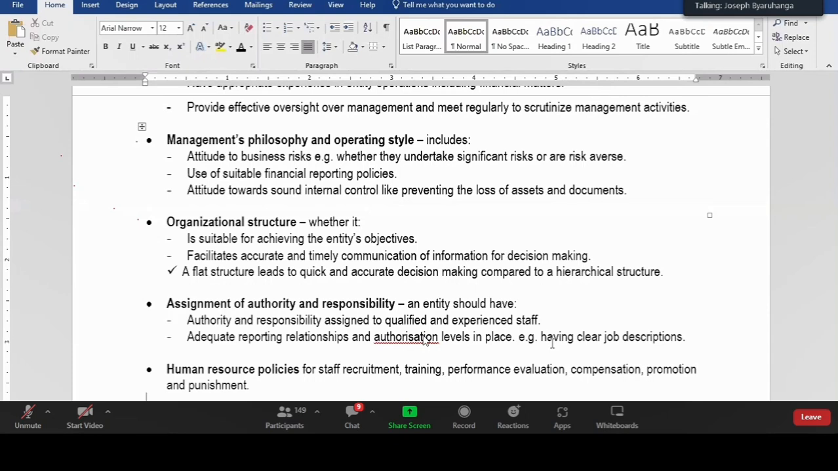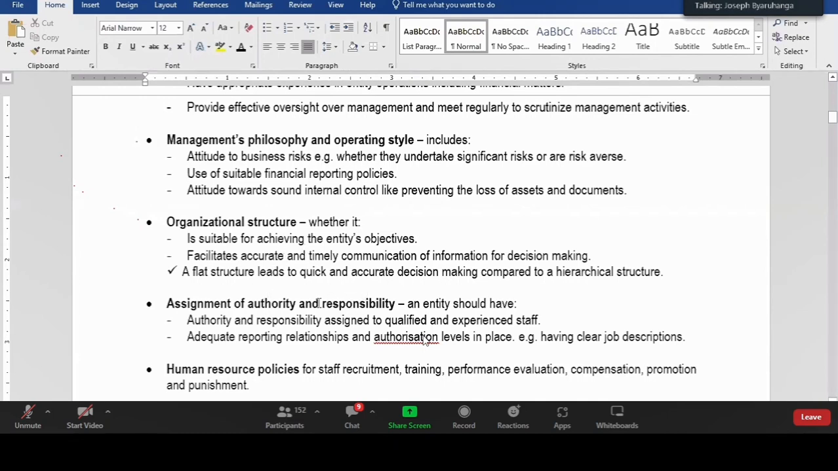So from the partner, communication can quickly reach the associate, or from the associate upwards. Normally it is the other way around. So that is the flat structure. But if we have a bureaucratic structure like in a government where you have so many layers, that delays decision making.